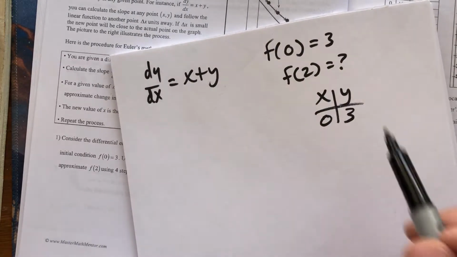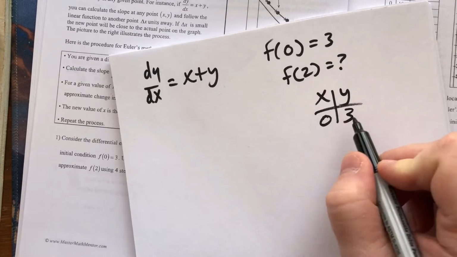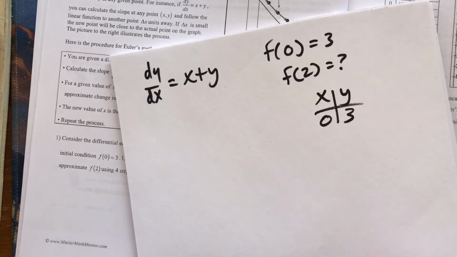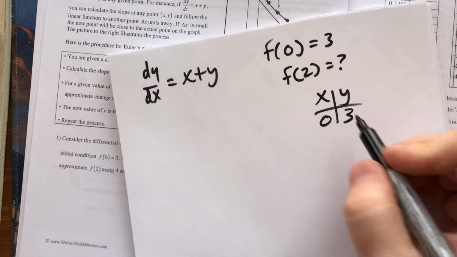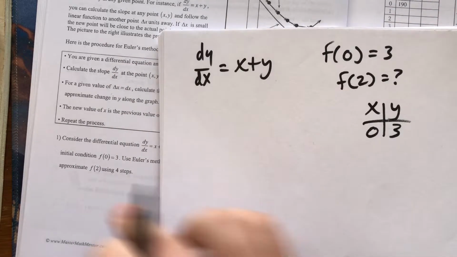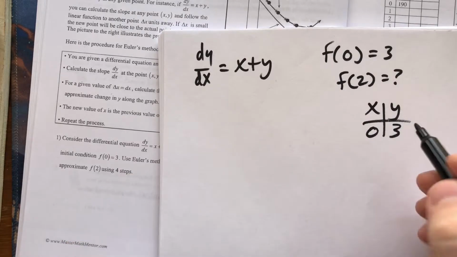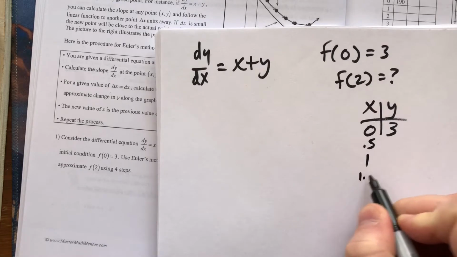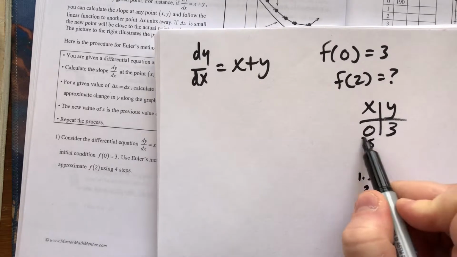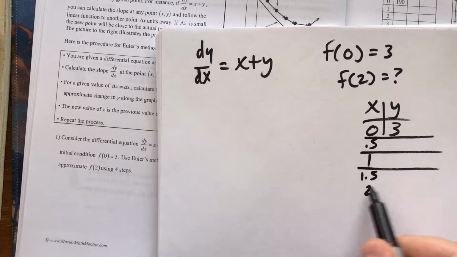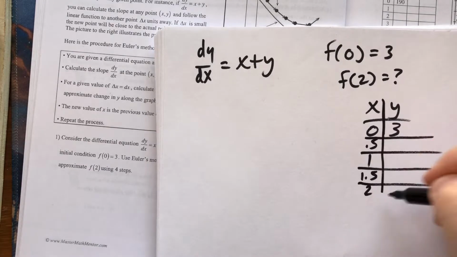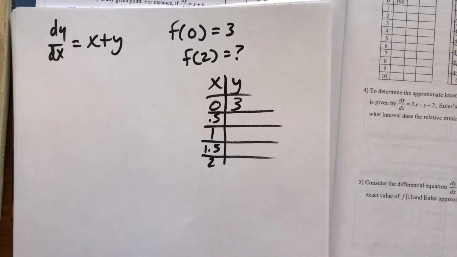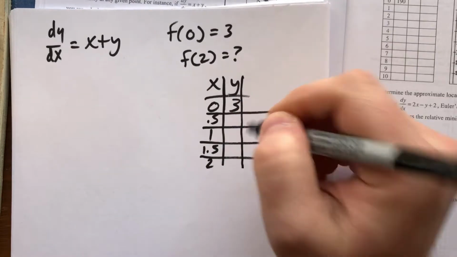But our slope is this changing beast. So instead of starting at 0, 3 and jumping straight to 2, let's jump part of the way. It says use 4 steps to get to 2, so we'll go by halves: 0.5, then 1, then 1.5, and then we'll get to 2. We can just organically get there.